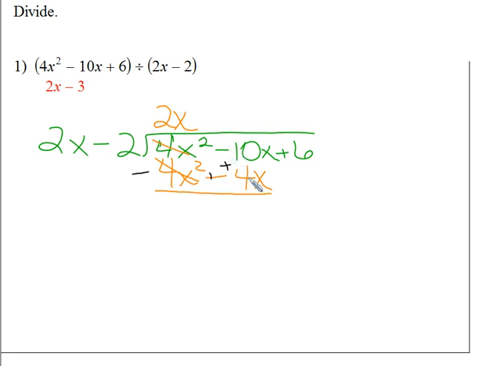Next, I'm going to have negative 10x plus 4x, which is going to give me negative 6x. In a division problem, the next step is to bring the next number down. Now we're going to repeat that process all over again. 2 goes into negative 6 minus 3 times. Let's go ahead and multiply 2x times negative 3. That's negative 6x. There's your identical match.